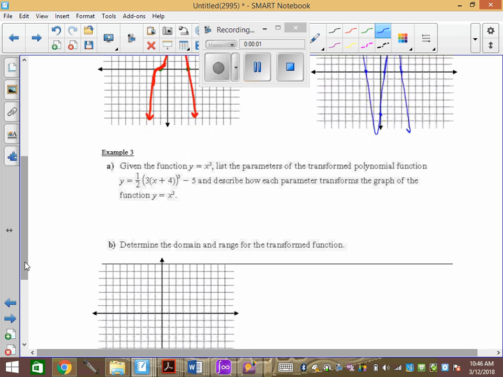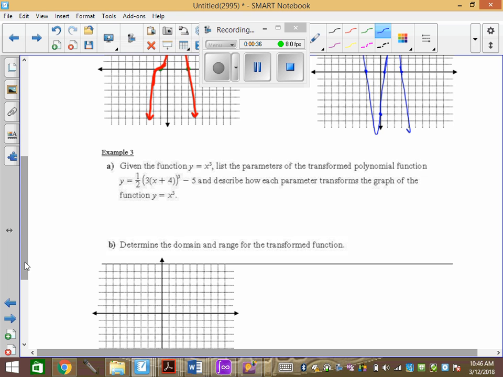As example 3, given the function y equals x cubed, so we're starting off where we left off on Friday. List the parameters of the transformed polynomial function. If you only want to list horizontal stretch by a factor of a third and you stop, I'm not giving you full marks. Because you maybe don't even know what axis it's about, and you're just banking on me marking it correct, and you're not going to put the axis because you're scared you're going to put the wrong one. That's what I think when you don't write it. So if you just write HS 3, I'm not giving you anything. First off, it's wrong because it's a third. And second off, you need to put other stuff.